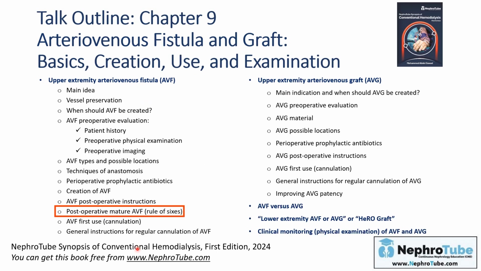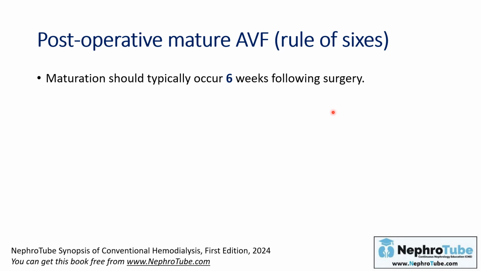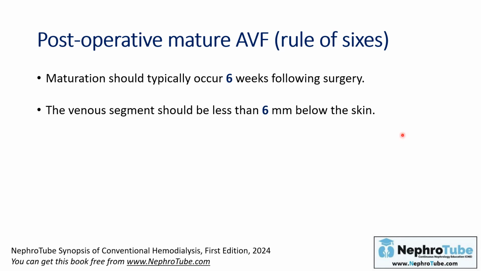So what are the signs of AVF maturation, which we are calling the rule of sixes? Rule of sixes because each statement contains the number 6. What are the signs of AVF maturation? First, you have to know that maturation usually occurs within 4 to 6 weeks following surgery. Then the venous segment of the fistula should be less than 6 millimeter below the skin.